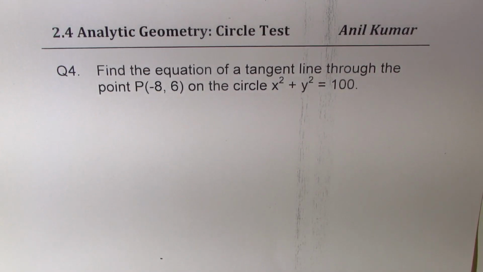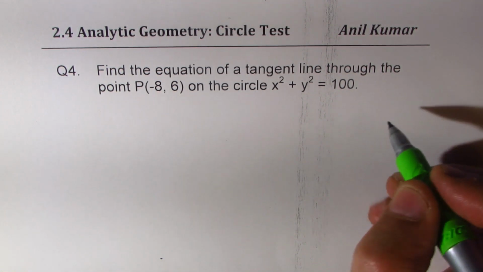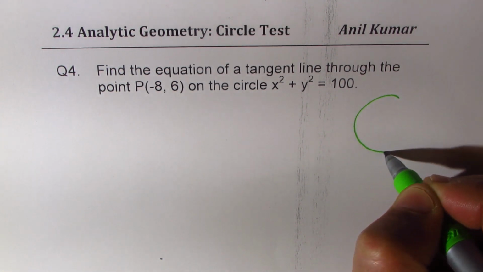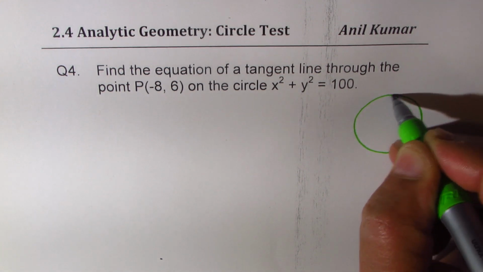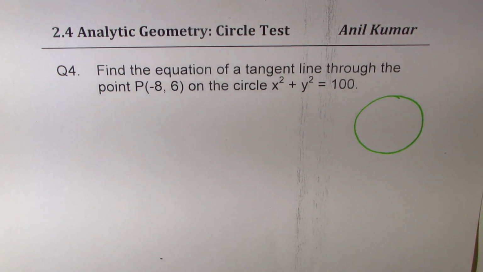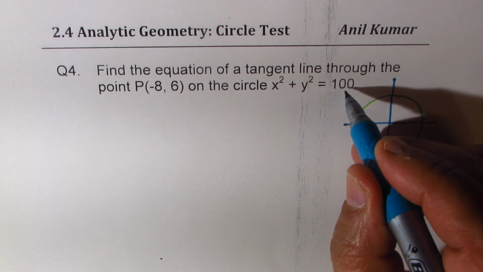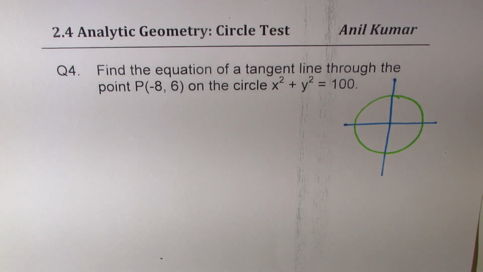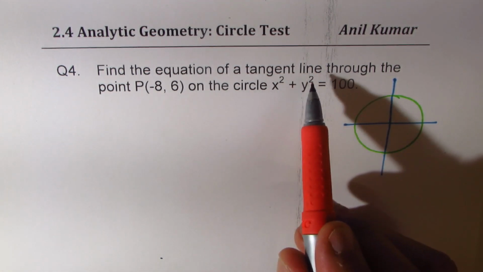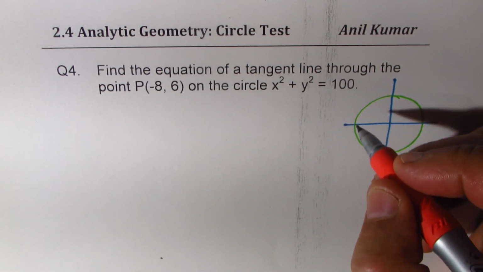Question number 4. Find the equation of a tangent line through the point P (-8, 6) on the circle x square plus y square equals 100. I have purposely taken this particular circle. All questions are related with it. Here is our circle with center at the origin and radius of 10 units. 10 square is 100, right? This time what we need to do is to find the equation of a tangent line through the point minus 8, 6. So somewhere there, right?